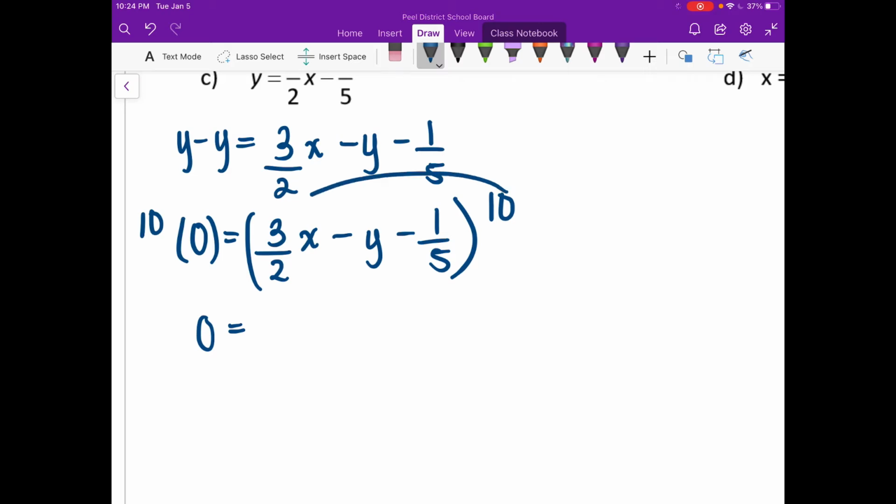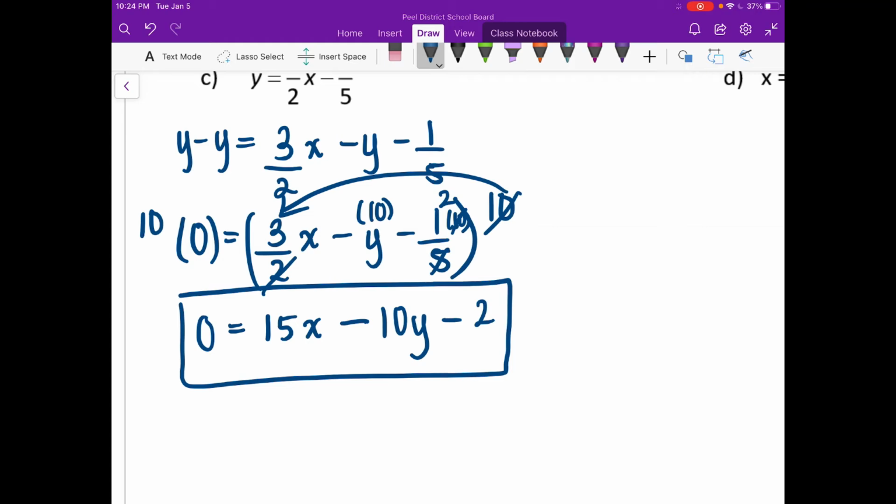So 3 over 2 times 10 means that I'm going to cross out the 10 and I'm going to be left with 3 times 5, which is 15x, right? Minus 10 times y will give me -10y. And then if I had 10 here, these two would cross out, so I'd be left with 2 minus 2. And that's my answer.